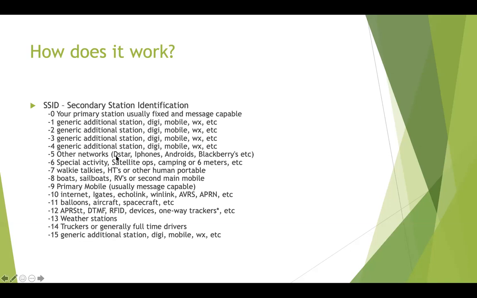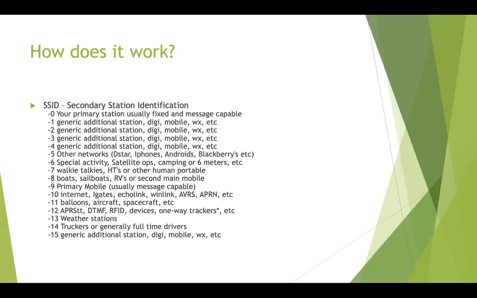-5 would be like other networks. So D-Star, iPhones, Androids, Blackberries, things like that. -6 would be used for special activity like satellite operations or 6 meters, something different from normal. -7 is typically used for HTs or other human portable radios. -8 would be boats, sailboats, RVs, or a secondary main mobile radio. -9 would be your primary mobile. That's usually message capable. -10 would be an internet station, so iGates, Echolink, WinLink stations, APRS, APRN.